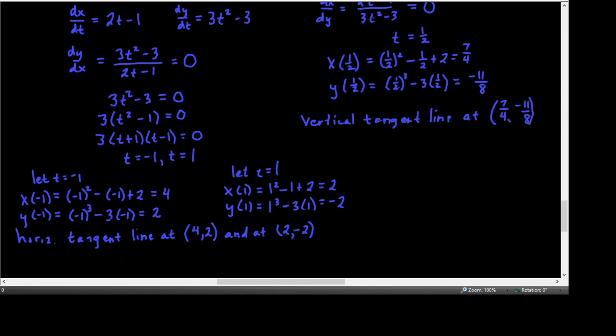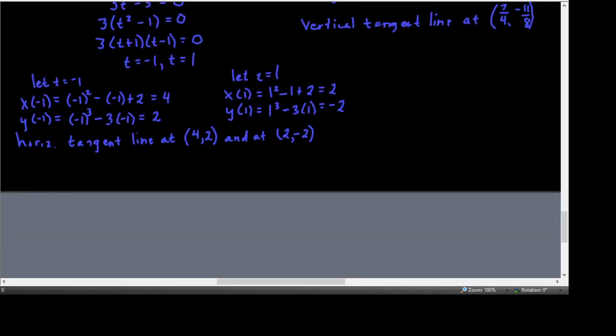And what I'd like you to do is pick up your calculator and graph this parametric equation in parametric mode and look at the points 4, 2 and 2, -2 and make sure the curve has horizontal tangent lines there, and look at the point 7/4, -11/8 and see if the curve has a vertical tangent line at that point. And that should be very satisfying because it worked and it's correct.